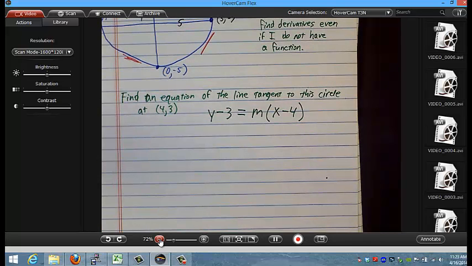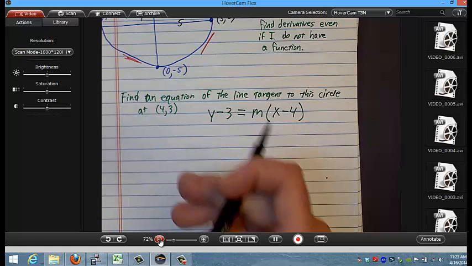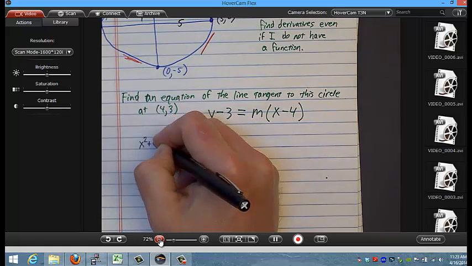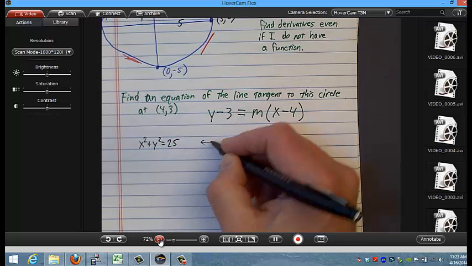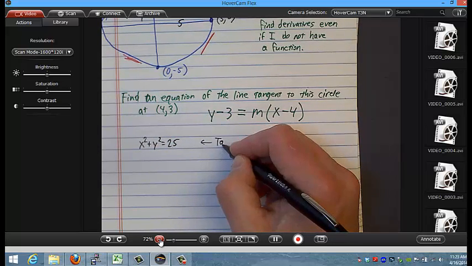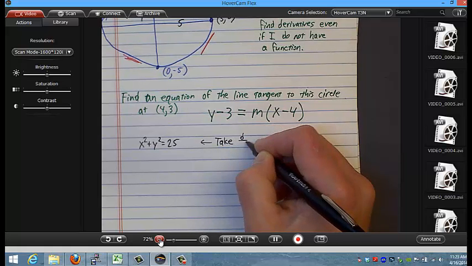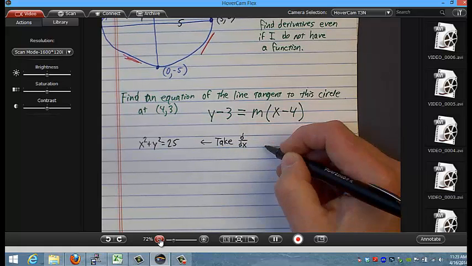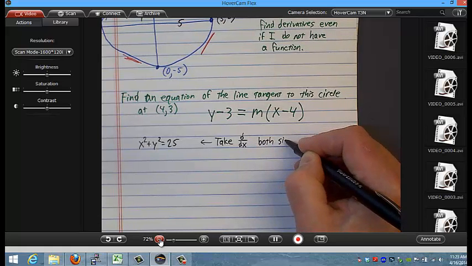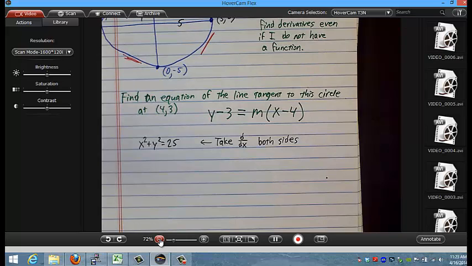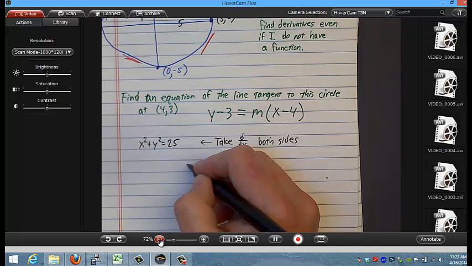So here I go. I have my equation: x squared plus y squared equals 25. And what I'm going to be doing here is demonstrating steps, I guess. When I write this, do you know what that means? The derivative with respect to x of both sides. Okay? I'll do the right-hand side.